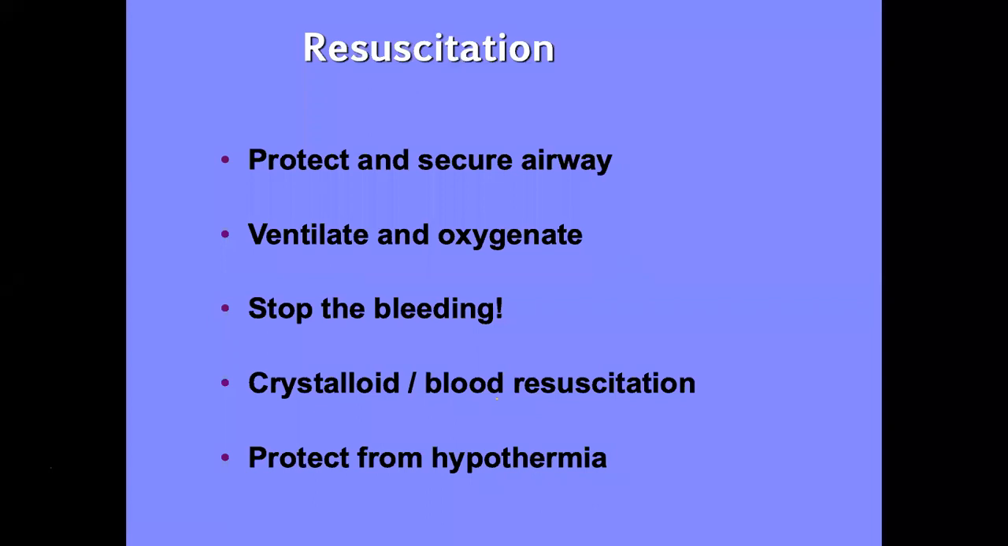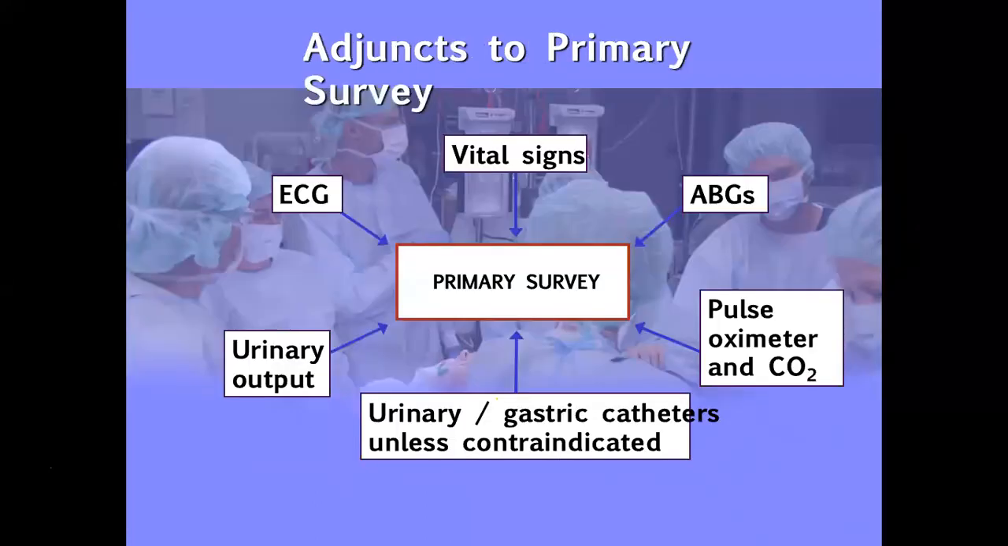So the resuscitation has to be simultaneous. We have already talked about these issues, so I'm not skipping this slide. There are various adjuncts we can use for the primary survey. Two of the adjuncts are of absolute importance. One is the pulse oximeter and the other one is a BP cuff, which has to be there at all times to manage a trauma patient.